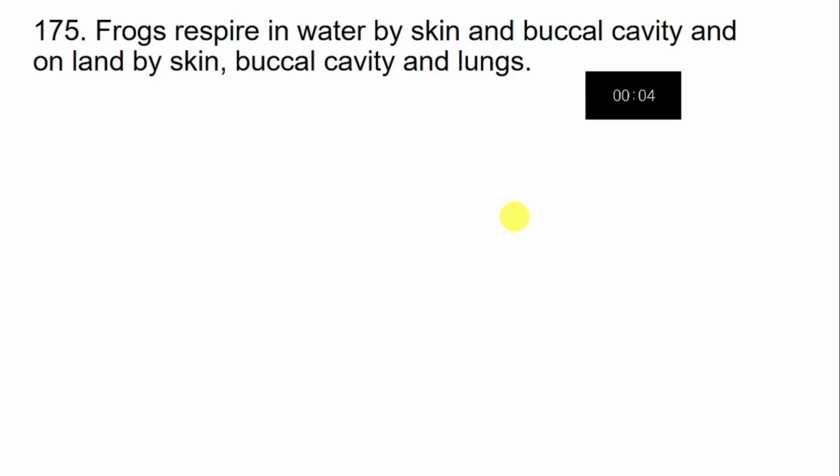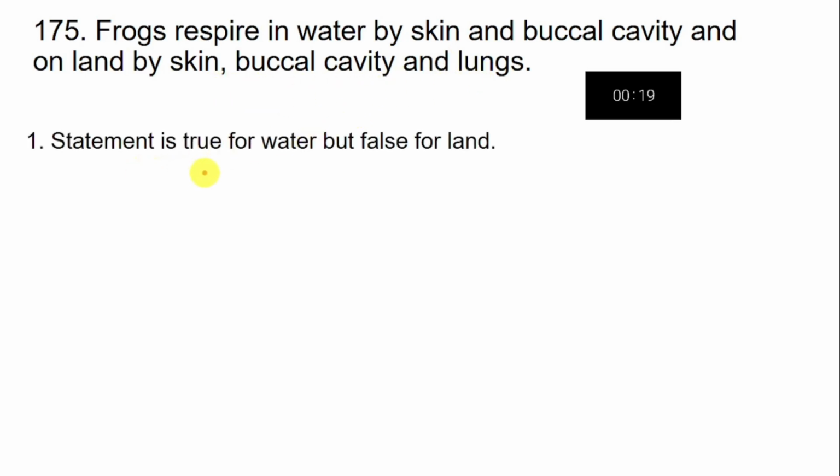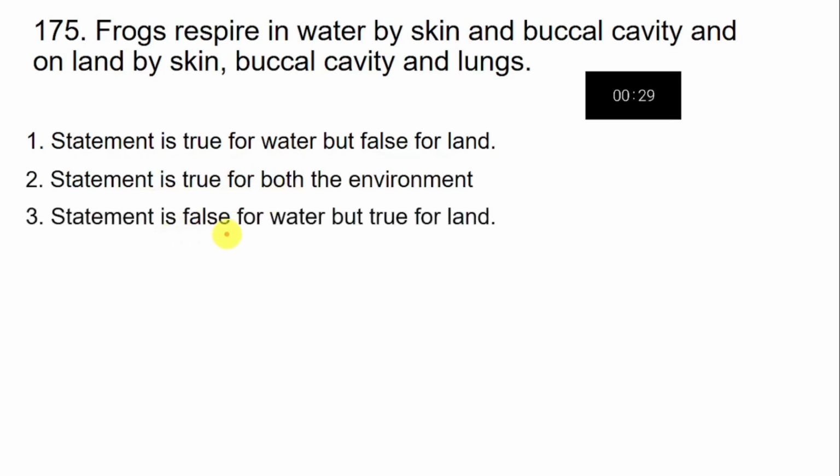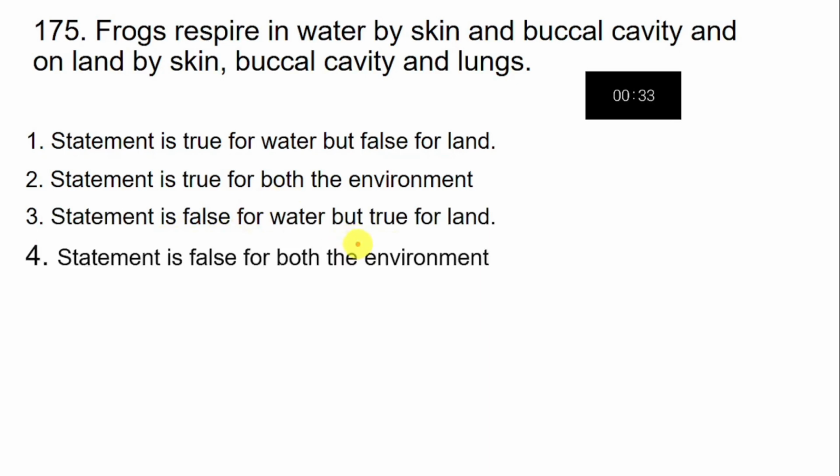Frogs respire in water by skin and buccal cavity. Buccal cavity is wrong. They respire only through skin. And on land, skin, buccal cavity and lungs. All three are needed. Yes. So statement is true for water. No, it is not true for water. Statement is true for both. Again, this is wrong. Statement is false for water. True for land. Correct. So this is the right answer. Statement is false for both. This is also incorrect. So option 3 is the correct option.